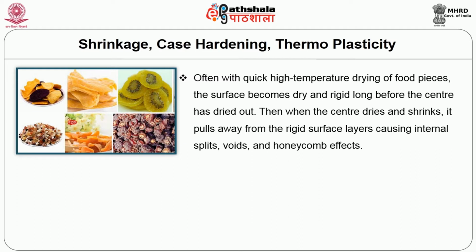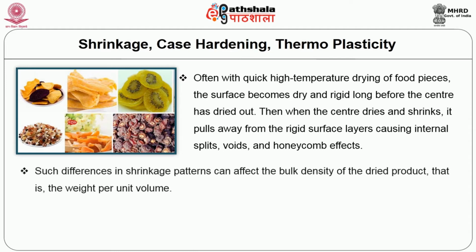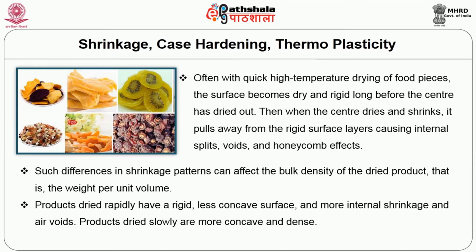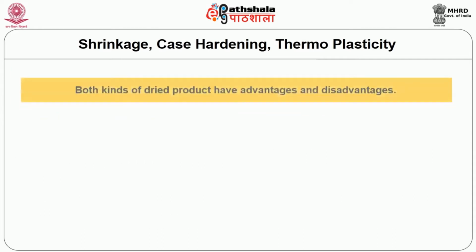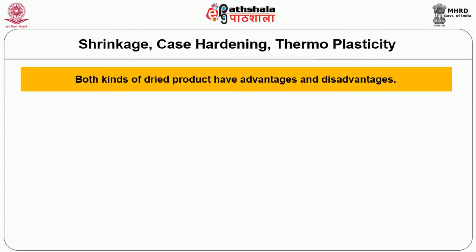voids and honeycomb effects. Such differences in shrinkage patterns can affect the bulk density of the dried product, that is the weight per unit volume. Products dried rapidly have a rigid, less concave surface and more internal shrinkage and air voids. Products dried slowly are more concave and dense. Both kinds of dried products have advantages and disadvantages.